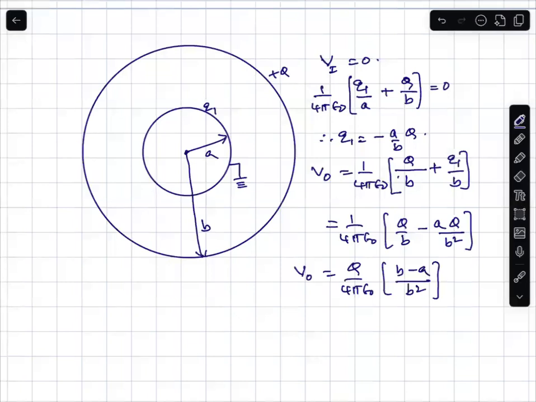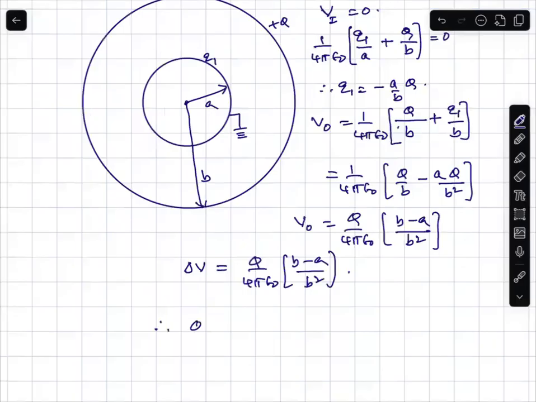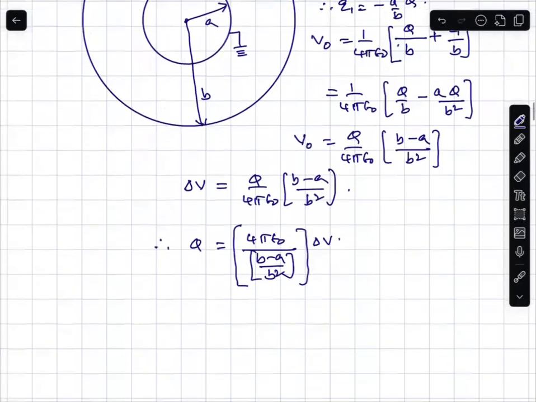Potential of the inner shell is 0. Now tell me, what is the potential difference? The potential difference is nothing but Q by 4 pi epsilon naught times B minus A by B square. Now I am rewriting this as 4 pi epsilon naught B by B minus A by B square times delta V. Now, what do you comment about this constant of proportionality? This constant of proportionality is the capacitance of the arrangement.